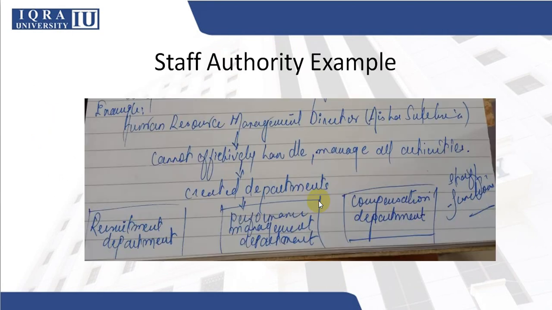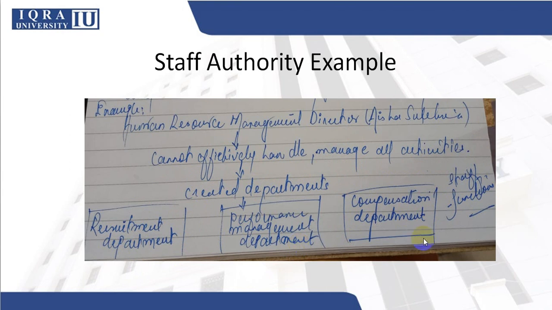Let me explain with the help of an example. Okay, so for instance, let's assume that I'm the human resource management director, and being a director, this is my line responsibility, that I am managing the whole department. But being a director, I cannot effectively manage all of the activities on my own. So that's why I have created some departments like recruitment department, performance management department, compensation department. These are actually staff functions. They are just going to suggest to me, they are going to be a support function for me.